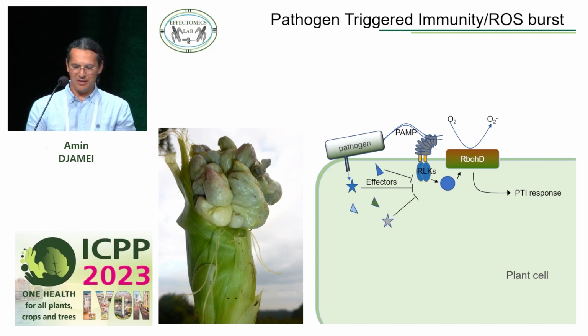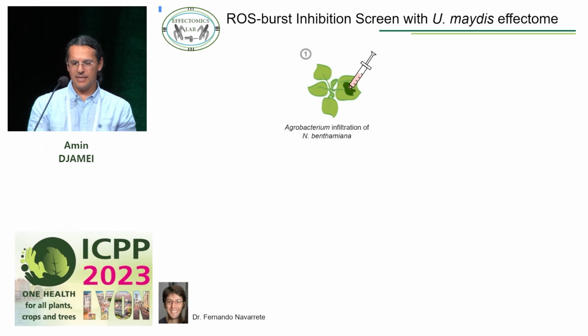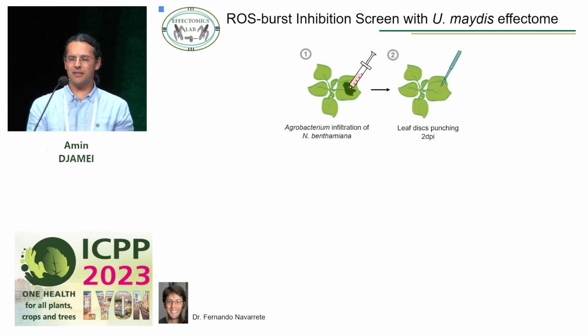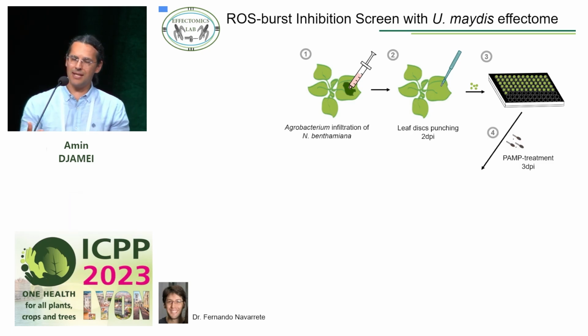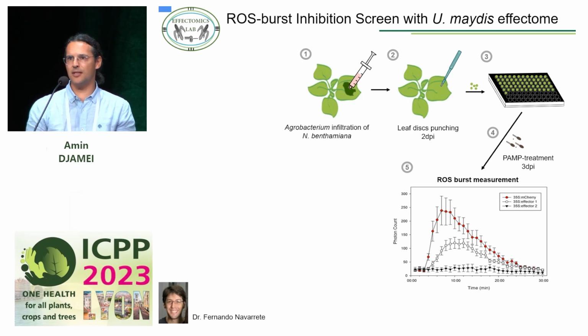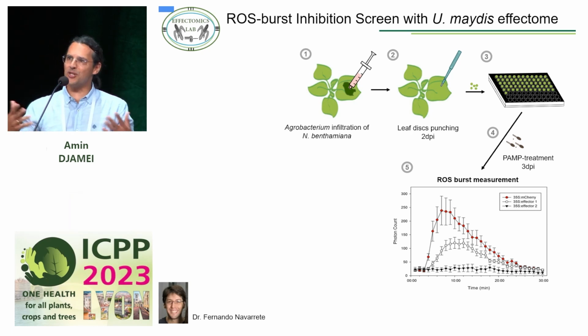It sounds simple, it was not so simple, and this was work by a very talented former PhD student of mine, Fernando Navarrete. He systematically went through all these effector candidates, expressed them in Nicotiana benthamiana, took leaf discs, and then by a luminol-based assay, challenging the plants with chitin or with flagellin, he was triggering a ROS burst, which looks like this. It's a luminol-based assay, and the higher the curve, the more ROS burst occurred.